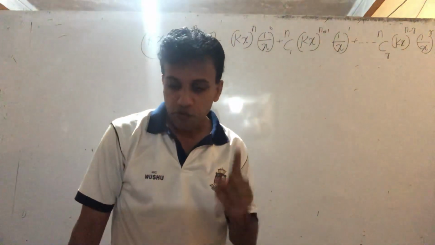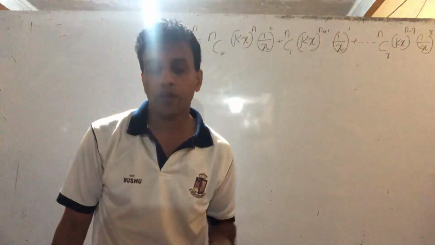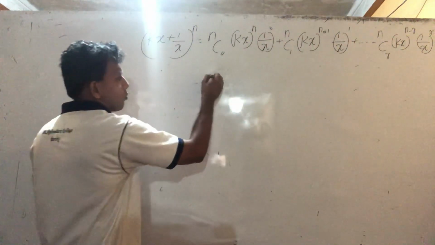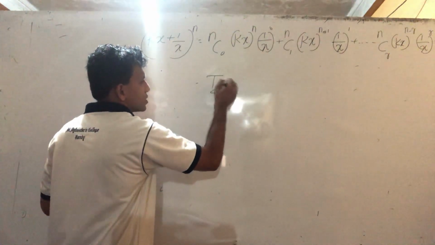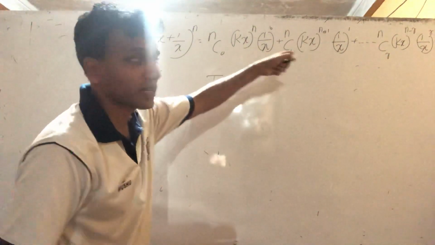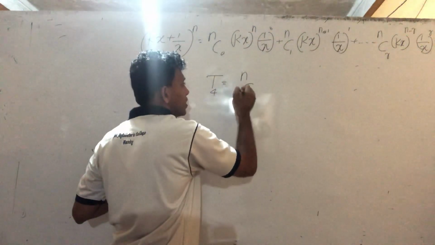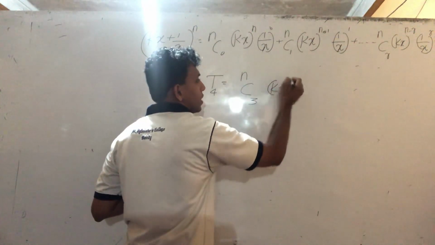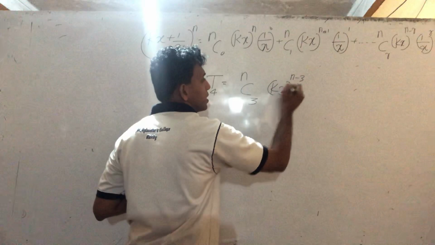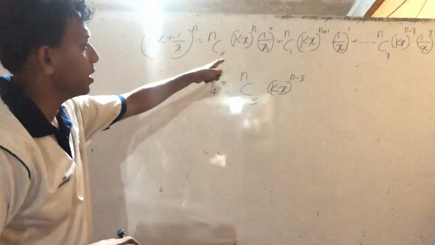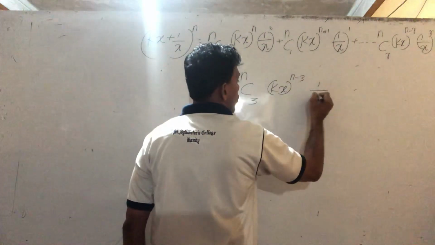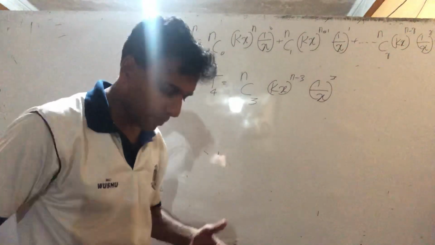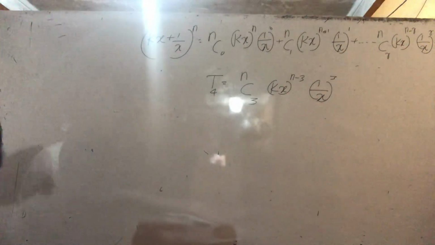What they say is the 4th term is 5/2. Write the 4th term there as T4. What is the 4th term? Let's see: first term, second term, third term. nC3, is it? nC3 (kx) to the power n minus 3. Is it okay? Check that, n minus 3 into 1/x to the power 3. So in this paper of mine you can study something, the new form of these problems.